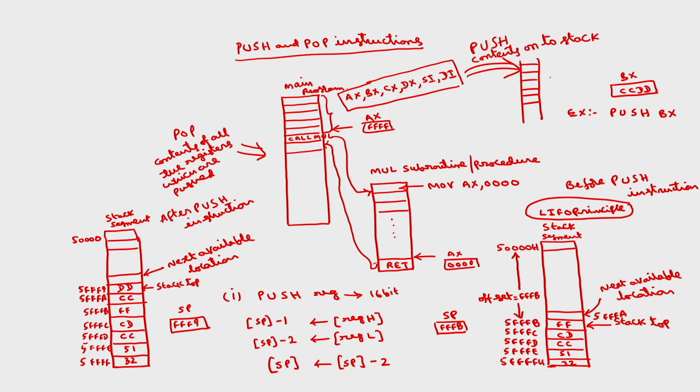So, if I assume that this is before push and this is after push, and if I take this as before pop, this will be again after pop. So, the original contents of the BX will be restored. In this way, we can use the registers in both main program as well as subroutine by using the stack. This is about the first push instruction, which is push register.